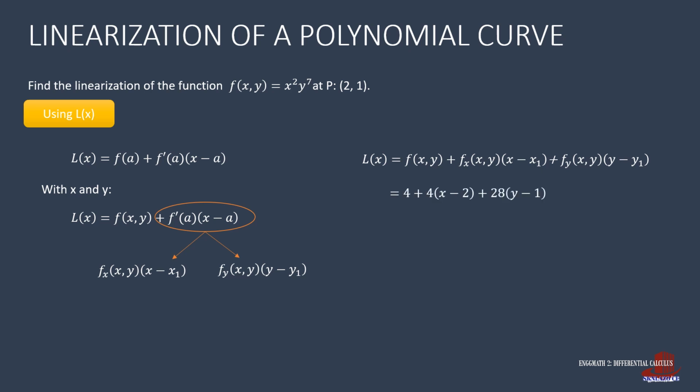That is 4 plus 4 of the quantity x minus 2 plus 28 with y minus 1. Take out the parentheses by distributing coefficients to arrive at 4 plus 4x minus 8 plus 28y minus 28. And by simplification, we end up with L of x equal to 4x plus 28y minus 32.